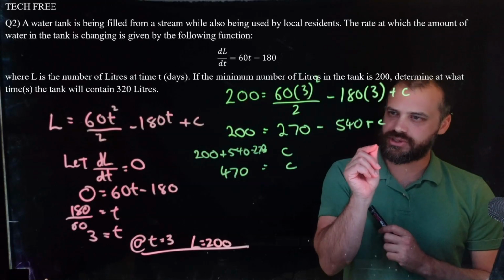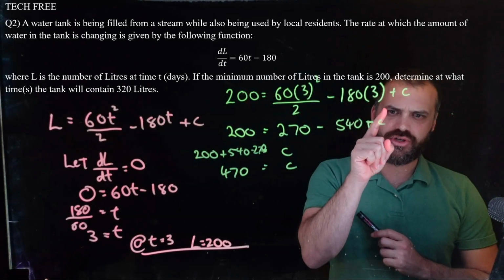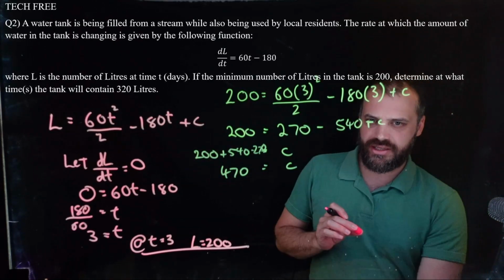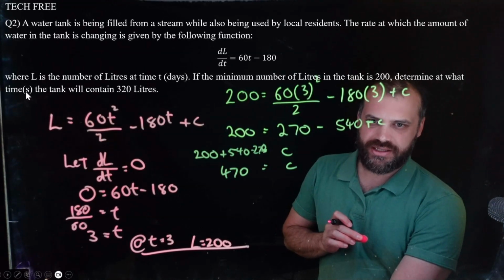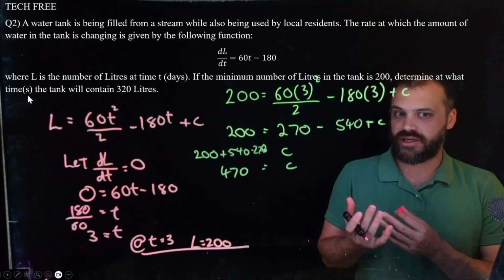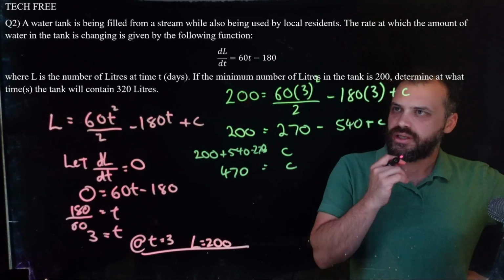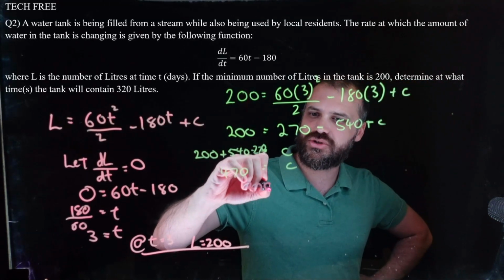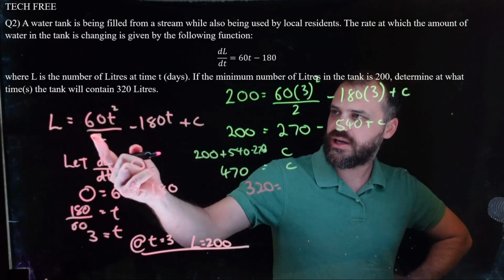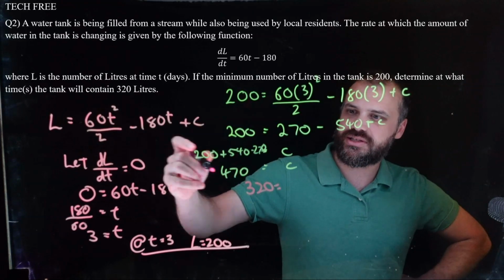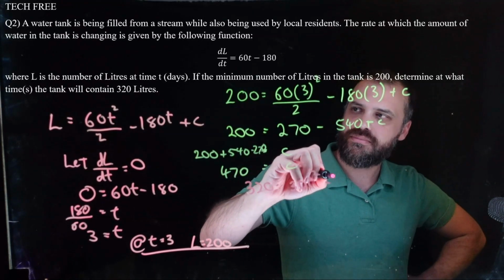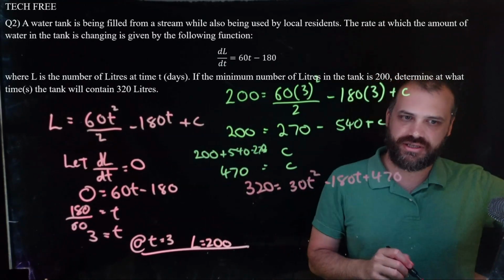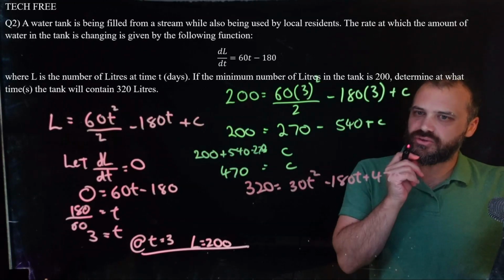We've just got one more little step to go. Determine at what times the tank will contain 320 litres. Now, a hint here: if you ever see this little s in brackets, it probably means that there's more than one answer. Not always, but probably. So at what times will the tank contain 320 litres? Let's put 320 into our complete equation for litres. It's really just 30t squared minus 180t, and then that C is 470. Then we need to solve that.